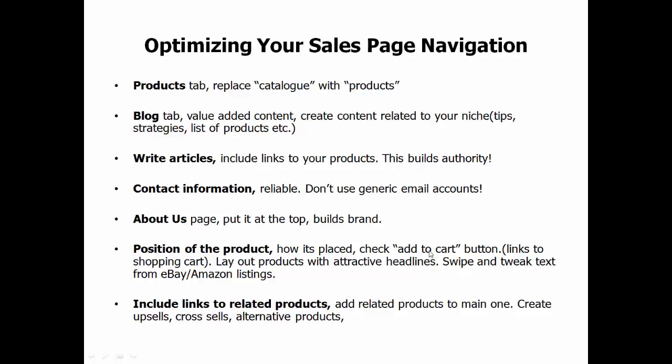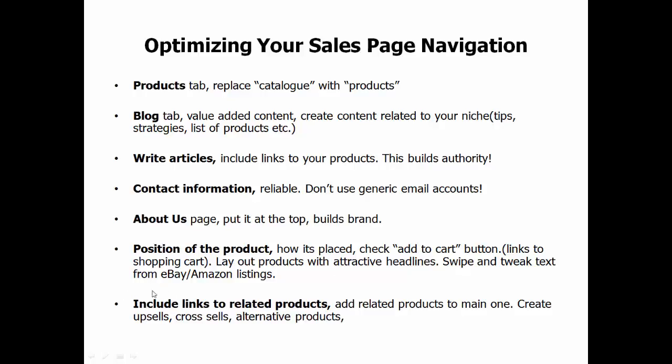You can easily swipe and tweak text directly from the listings on eBay and Amazon if you want. Just like I said, swipe it. So some products might not be laid out greatly, so just adjust their structure.